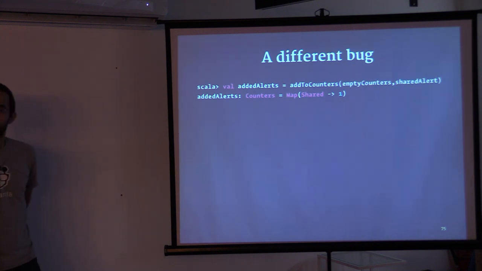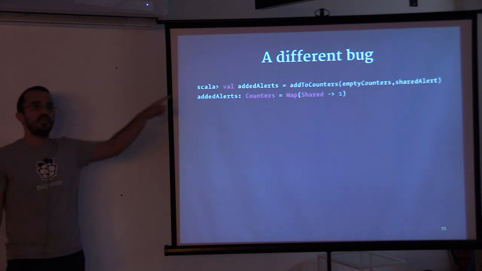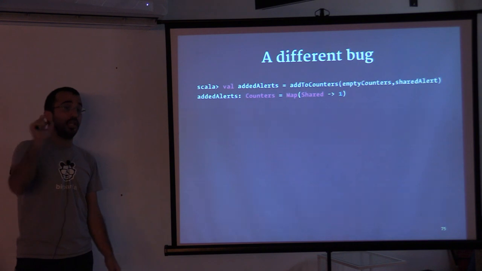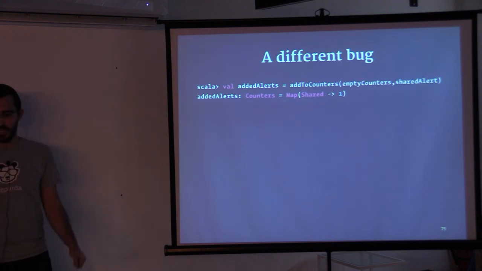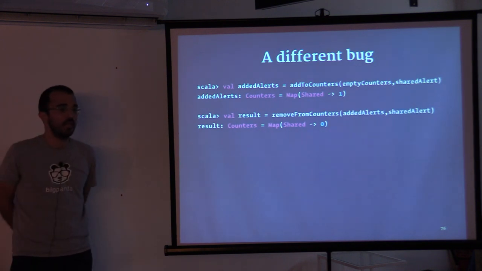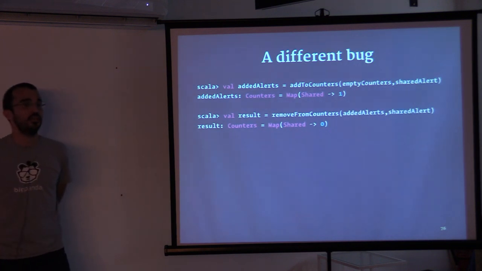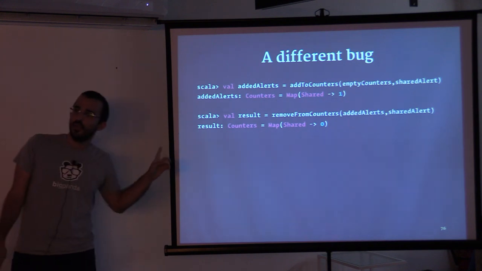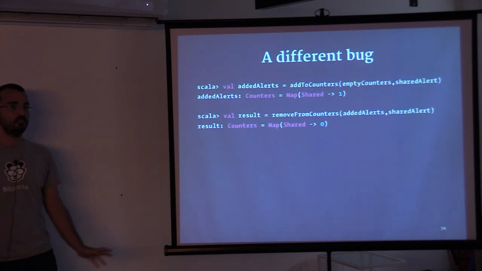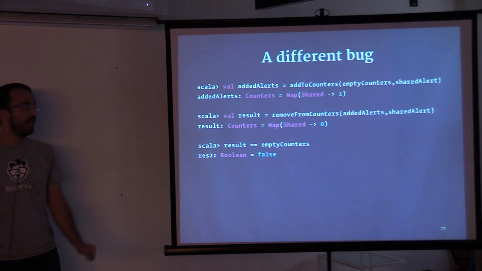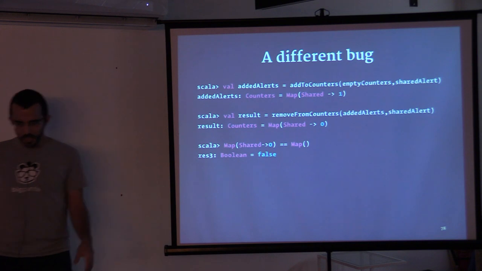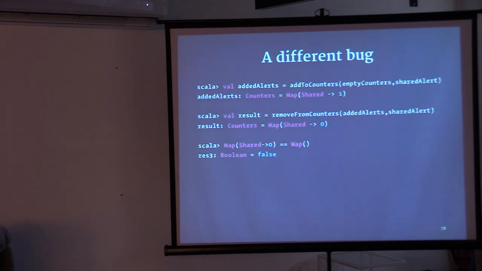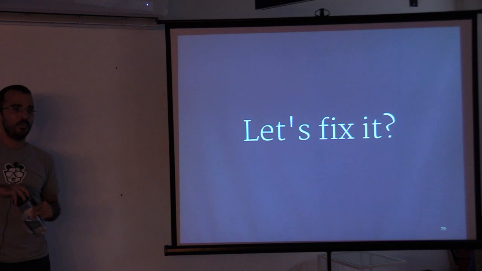What was this bug? ScalaCheck told us this. If you take the empty counters and add a shared alert, you've got the counters of shared to 1. And then, if you remove the shared alert, you've got the counters of shared and 0. And what did we think this was going to be equal to? The empty counters, right? So our property does not hold. What can we do? So at this point, we've got two options.